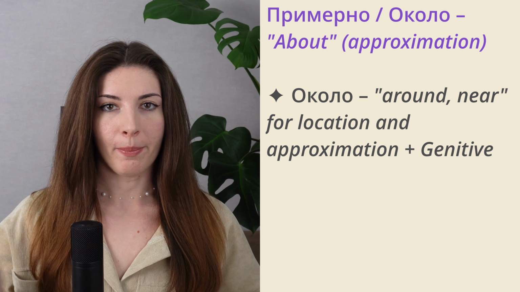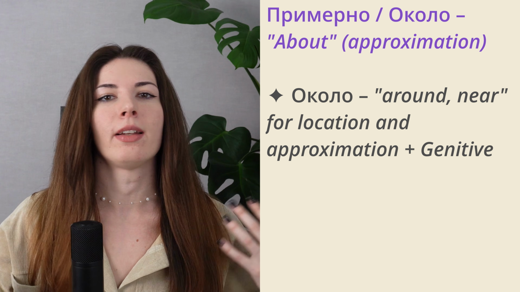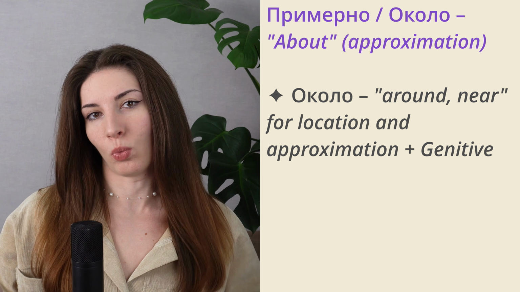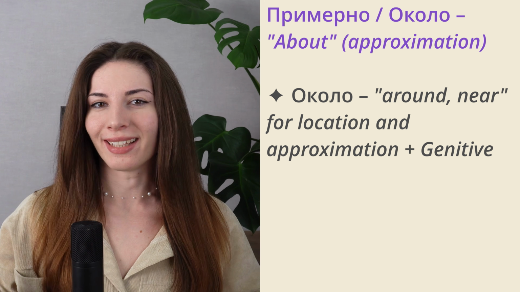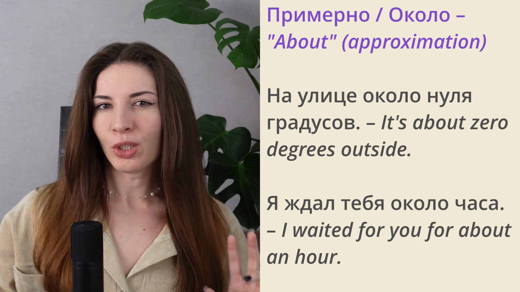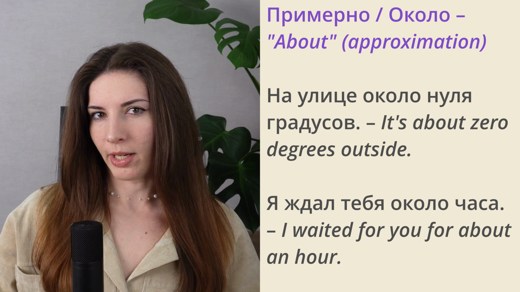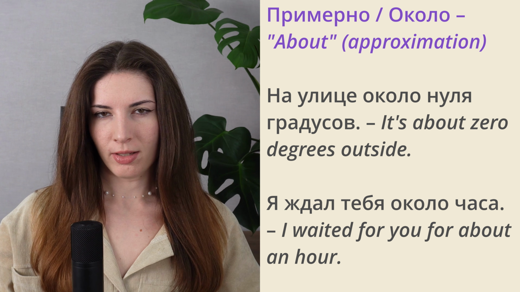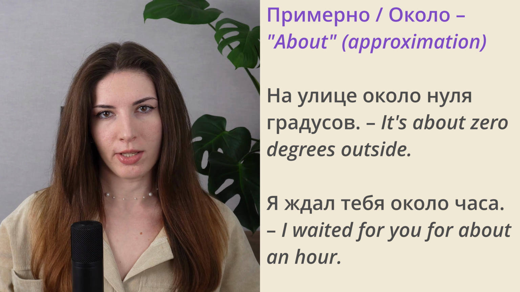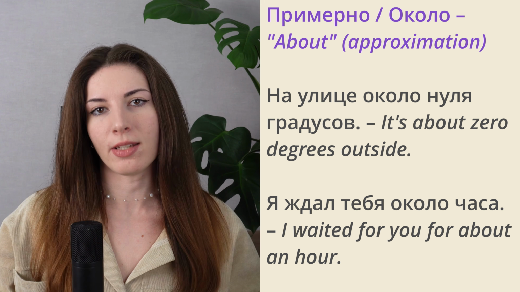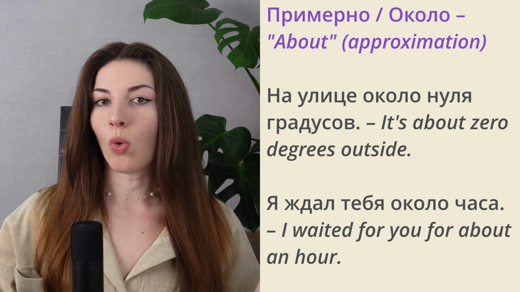Same idea with около, but grammatically they are different because около will take the genitive case. Obviously genitive is more difficult than accusative, so my piece of advice is to choose the word примерно because grammatically it's just easier. But if you want a good challenge, use около. Let's look at the examples. На улице около 0 градусов. Около 0, about 0 degrees. Or, with time, я ждал тебя около часа. So I was waiting for you about an hour. Около часа. We cannot say here о часа, про часа. It's a completely different idea. When you use it as approximately, about, time, age, you will use около or примерно.